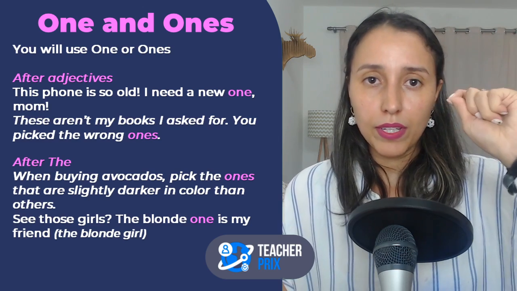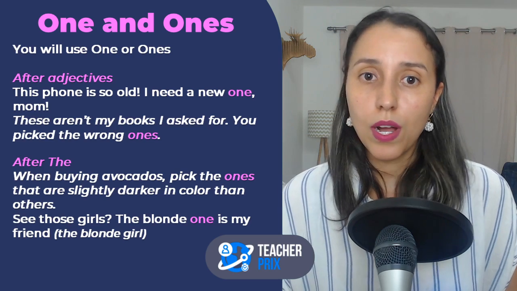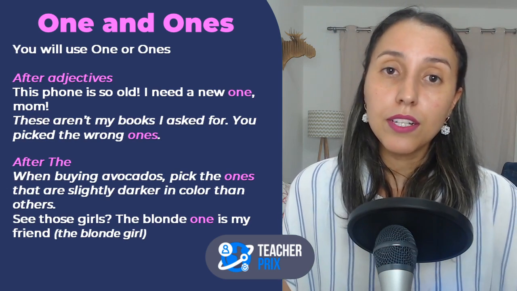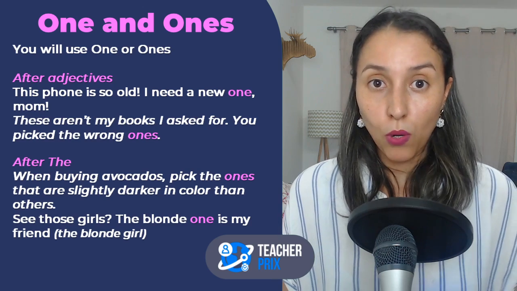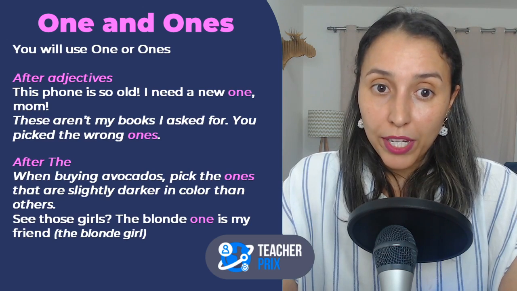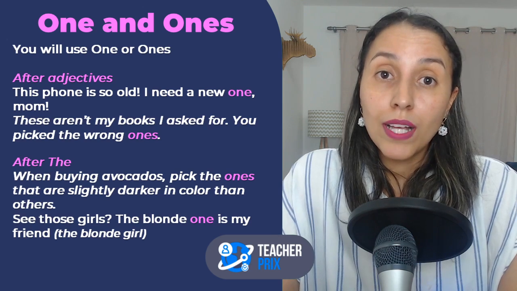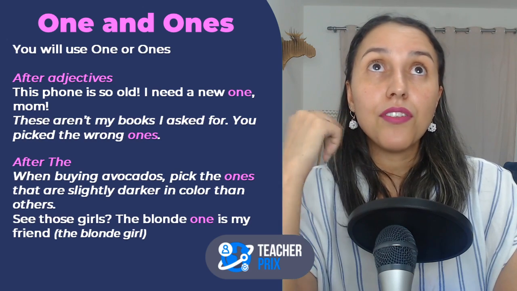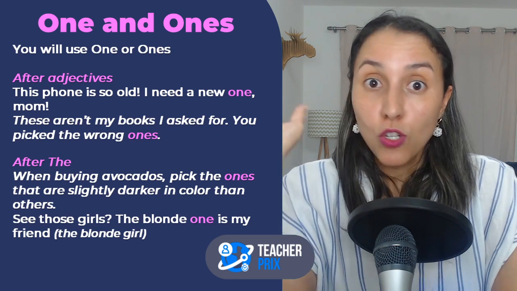After the, okay, the article the. When buying avocados, pick the ones that are slightly a little bit darker in color than others. Oh, see those girls? The blonde one, blonde in this case, is an adjective, okay? So this is one situation, well, actually, these are two situations when you have to use one and ones to avoid repetition.